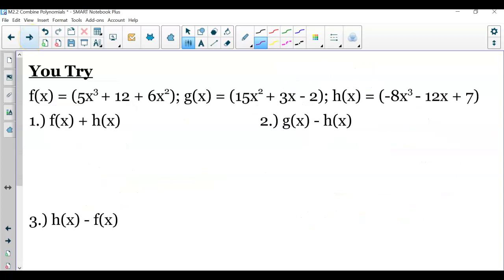So go ahead and pause the video and try these three You-Tries. We're using f of x, g of x, and h of x to solve these three problems, and let's see what you get. Now let's see how you did.